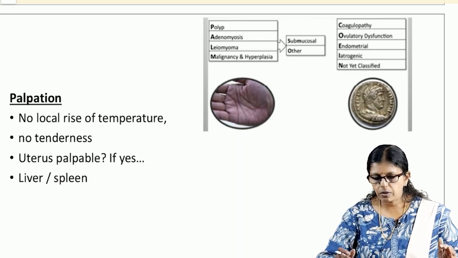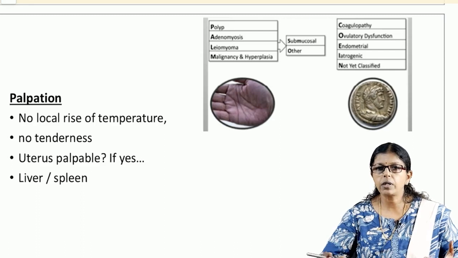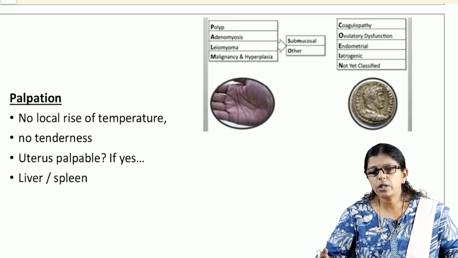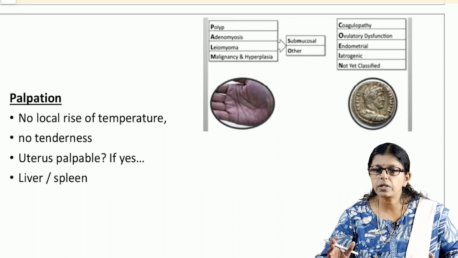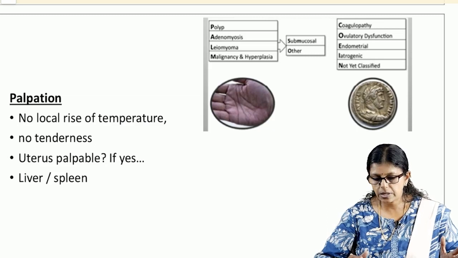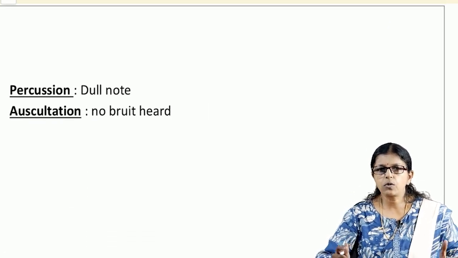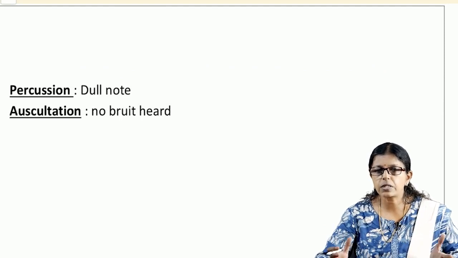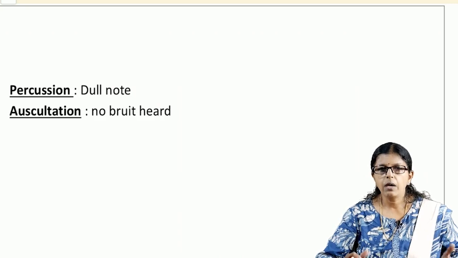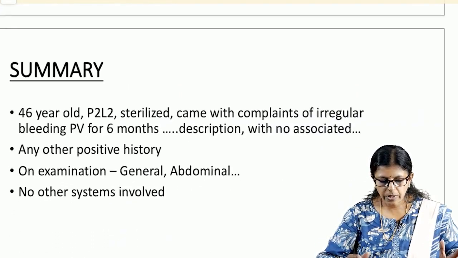For your structural causes, you may not have any findings on the abdomen, but in coagulation problems or other hematological abnormalities, you might find that the liver and the spleen are palpable. Any local rise of temperature, which suggests infection, is another thing that you have to look for. On percussion, usually you will find a dull note on a mass. If there is a fibroid, your percussion will give you a dull note. And on auscultation, more often no bruits are heard. After that you can just summarize.